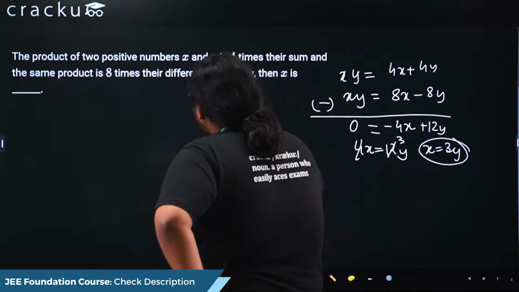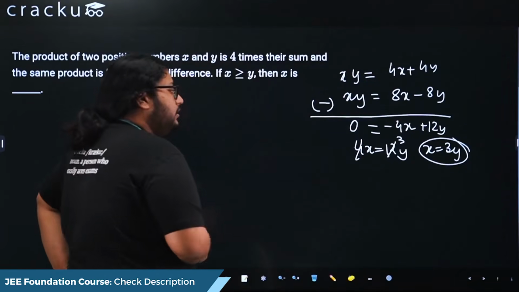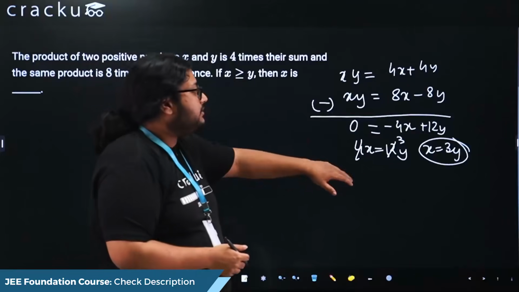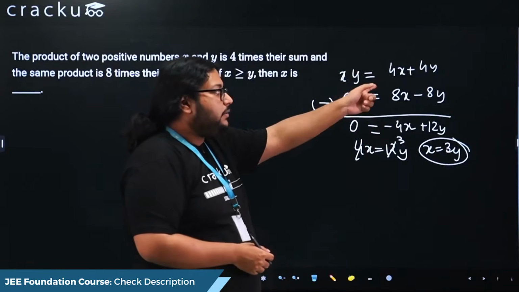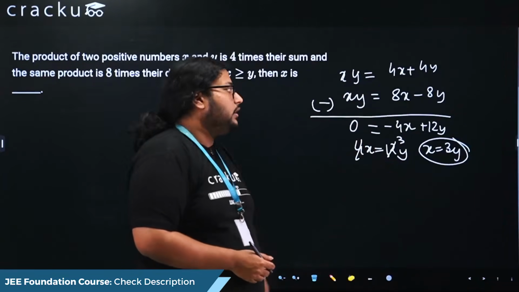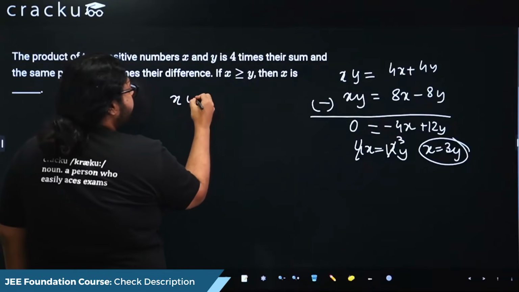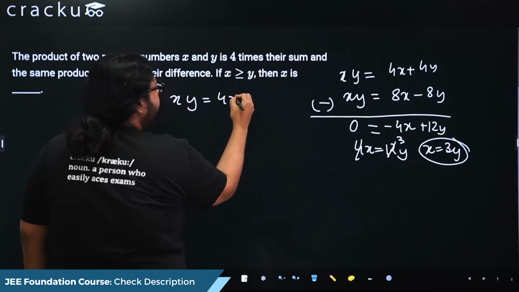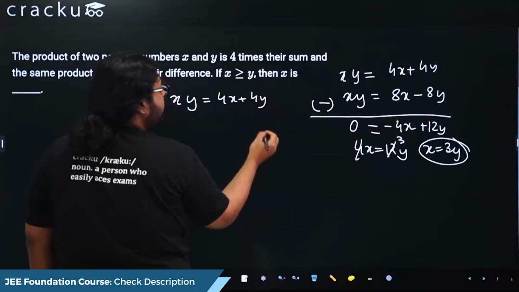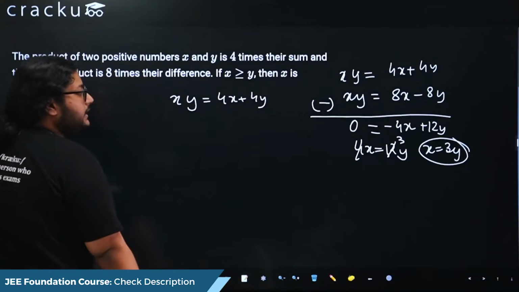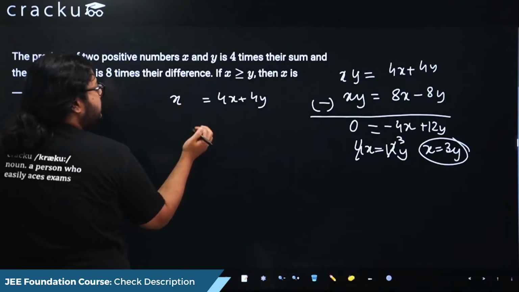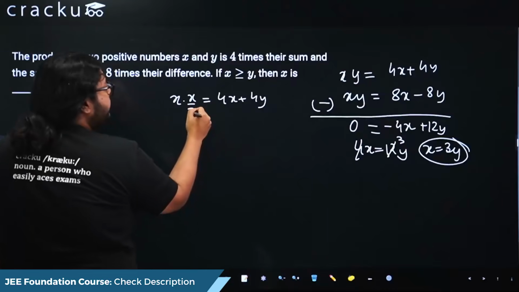They want us to figure out the value of x. So I can substitute for y, get a quadratic, and find x. That is what I'll do. So xy is equal to 4x plus 4y. I'll substitute for y. Y is equal to x by 3. So in place of y, I'll put x by 3.